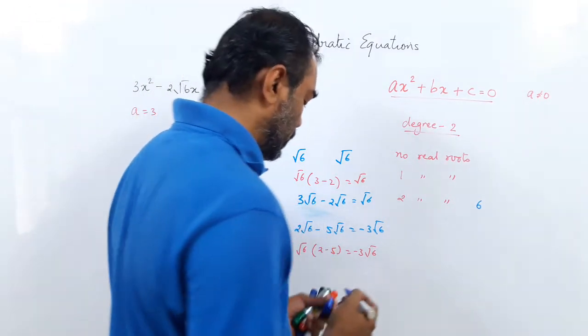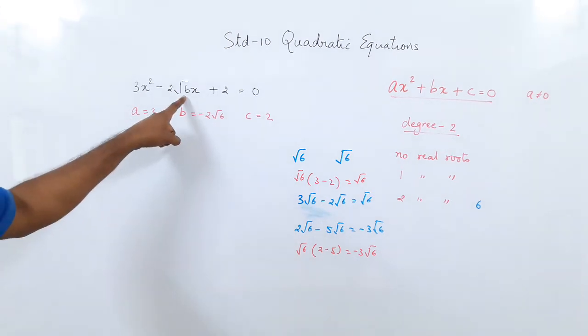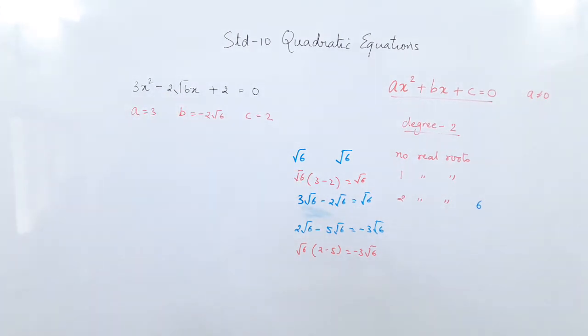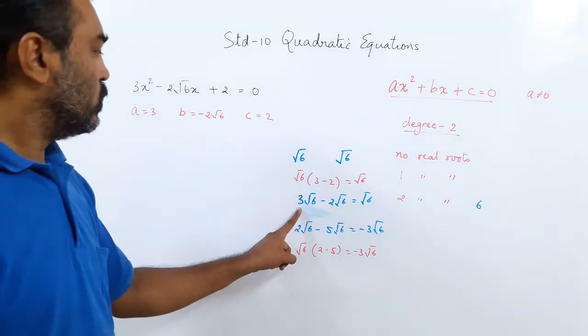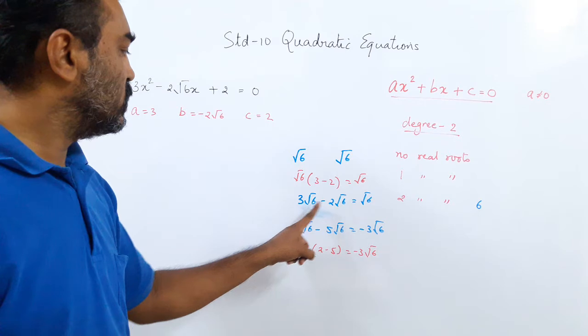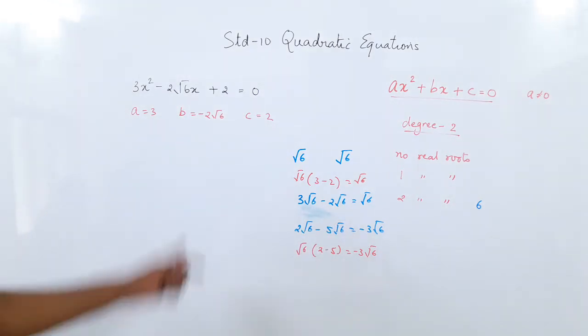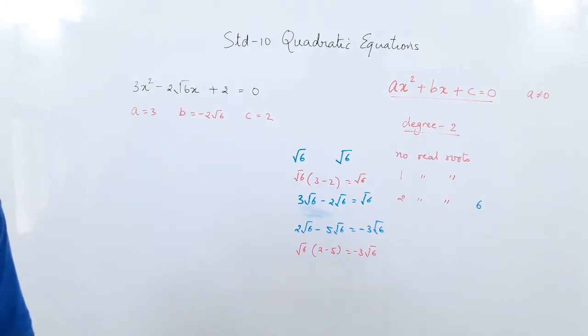So how can I split it up? Because this is a root 6, I will have to have a sum of two numbers. Now I saw 3 root 6 minus 2 root 6 is root 6, but 3 root 6 into 2 root 6 gives me minus 36. I don't have minus 36, I have only got 6 over here. So what will we do?